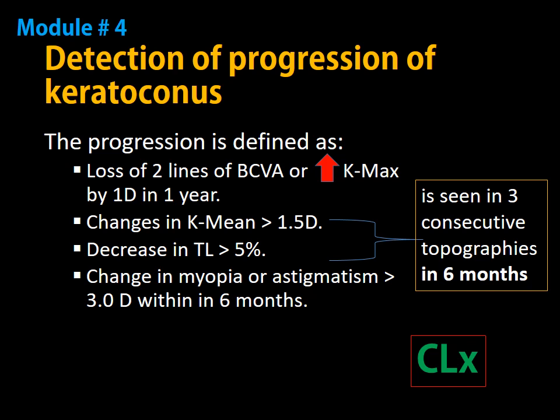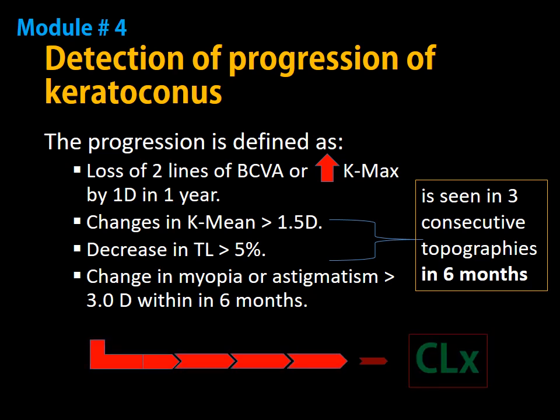We can apply artificial intelligence also for detection of the progression of the keratoconus, which is defined as loss of 2 lines of best corrected visual acuity or increase in Kmax by 1 diopter during 1 year follow-up, or a change in the K mean more than 1.5 diopter, or decrease in the thinnest local more than 5% seen in 3 consecutive topographies in 6 months follow-up, or a change in the myopia or the astigmatism more than 3 diopter within 6 months. If we find that it changes, we can proceed to do cross-linking for the patient.